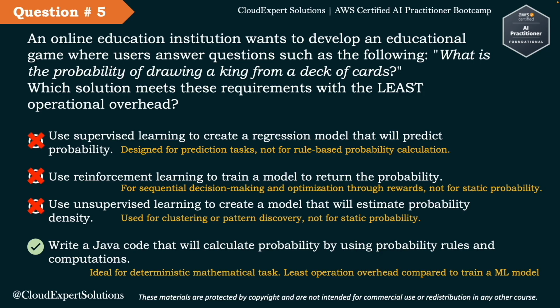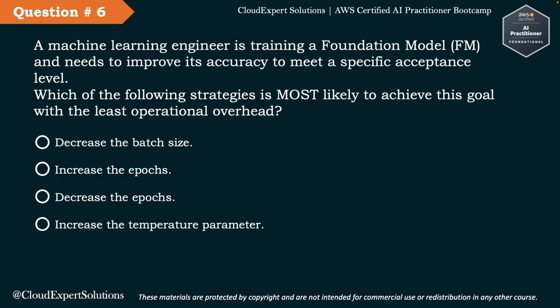Now let's move to question number 6. A machine learning engineer is training a foundation model and needs to improve its accuracy to meet a specific acceptance level. Which of the following strategies is most likely to achieve this goal with the least operational overhead? Now let's review the options.